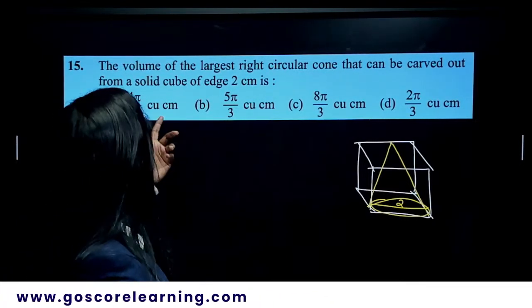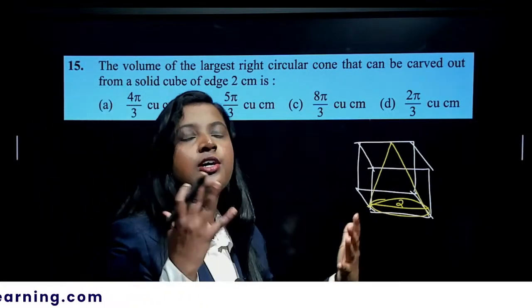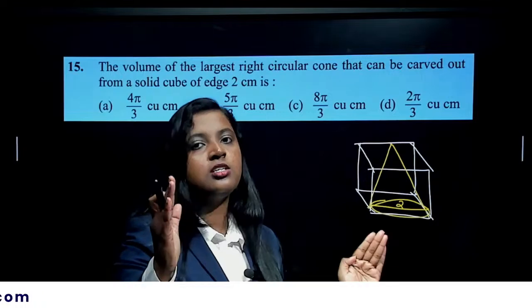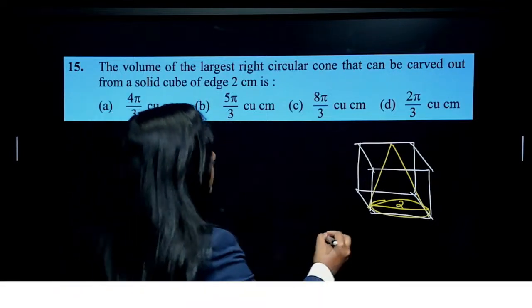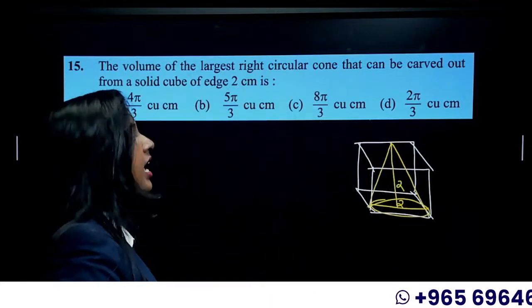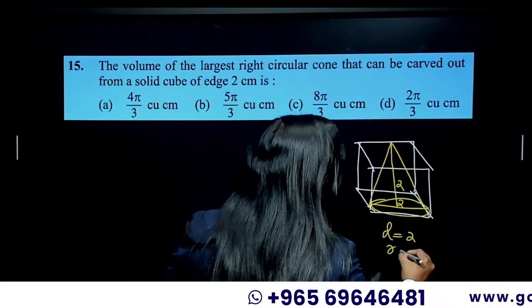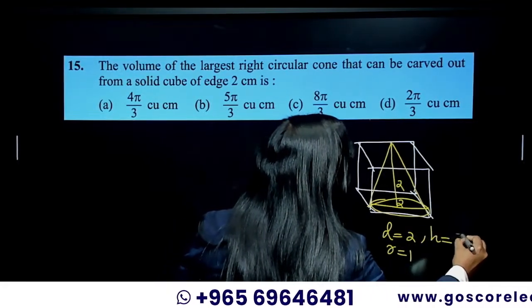So the volume of the largest right circular cone they are asking. So it must be 2. 2 is the maximum. And what about the height of the cone? It is also 2. It must be 2, right? So if the diameter is 2, radius is equal to 1 and the height is 2.